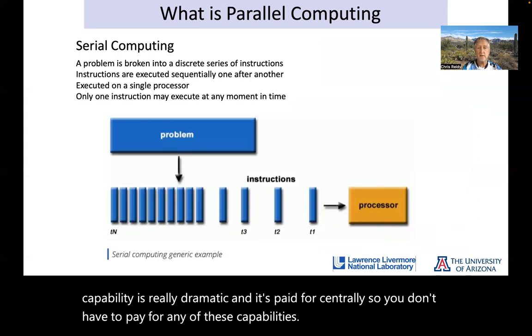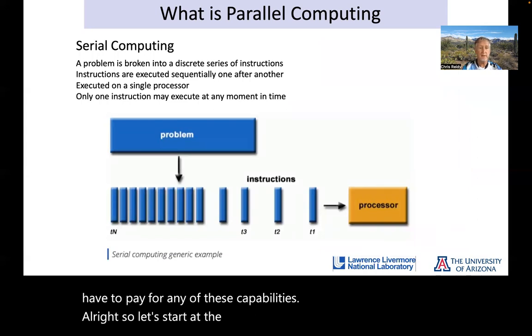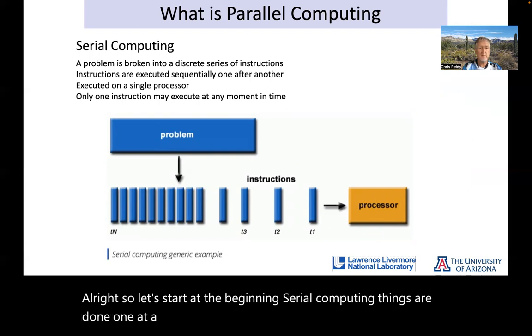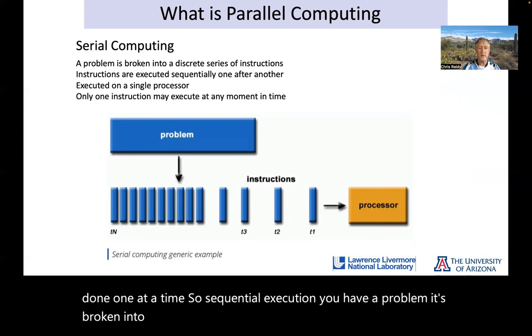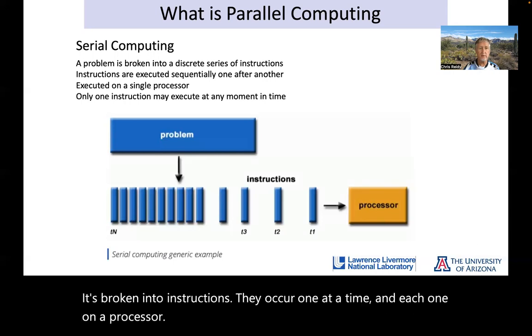All right, so let's start at the beginning. Serial computing: things are done one at a time. Sequential execution. You have a problem, it's broken into instructions, they occur one at a time, and they each run on a processor. Pretty straightforward.